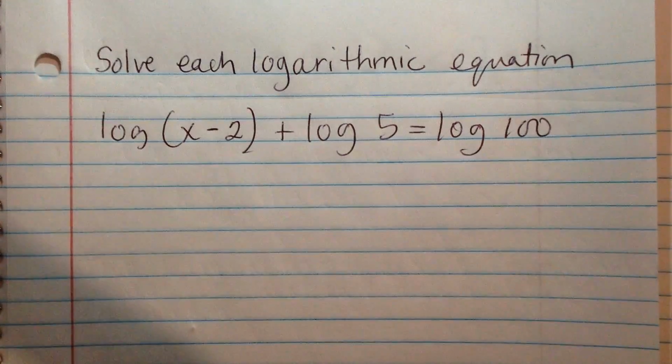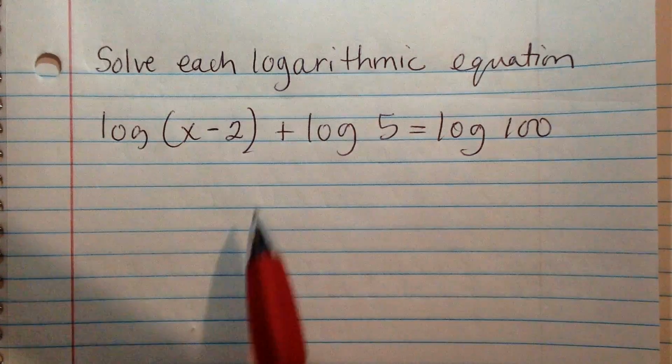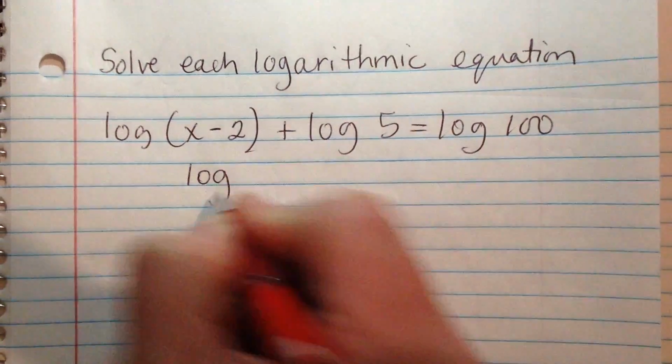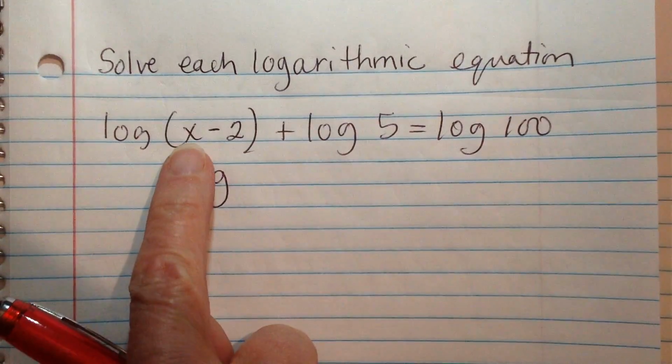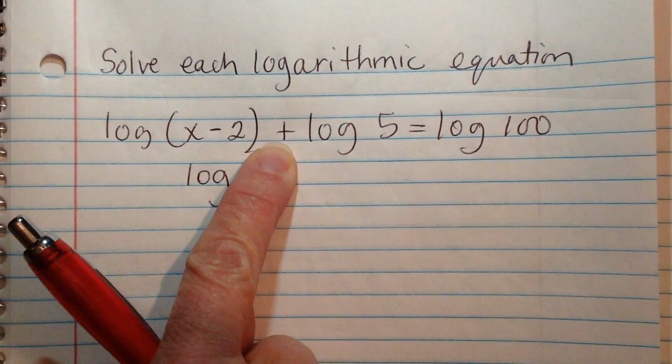Solve each logarithmic equation. I see that I have 3 logs in this problem. I need to condense. First of all, let's condense on the left side. I'm going to condense down to one single logarithm, log. I have a plus sign. The sum came from the product.